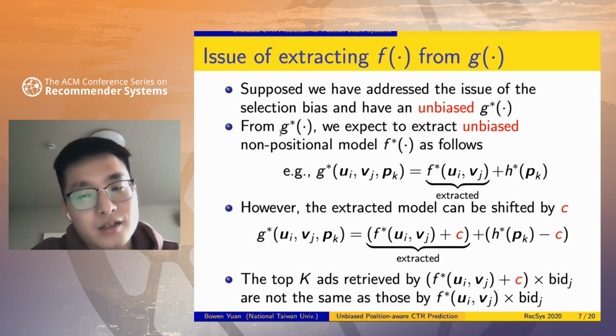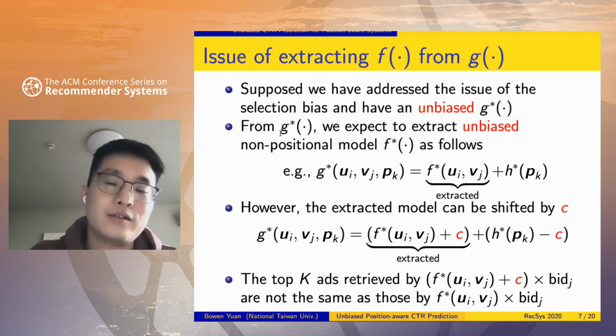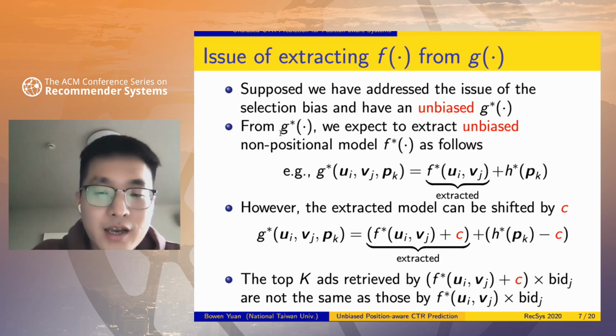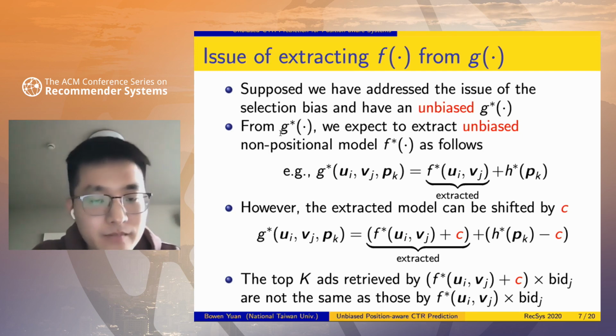Additionally, suppose we have addressed the issue of the selection bias, and now we have an unbiased positional model. We call it a G-star model. And from this G-star model, we expect to extract the unbiased non-positional model F-star as follows. And we expect this F-star model can give an unbiased estimation of the non-positional CTR.